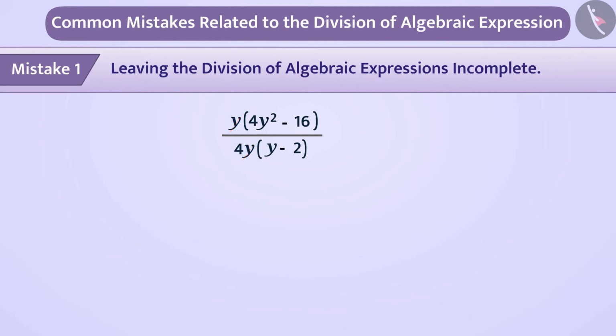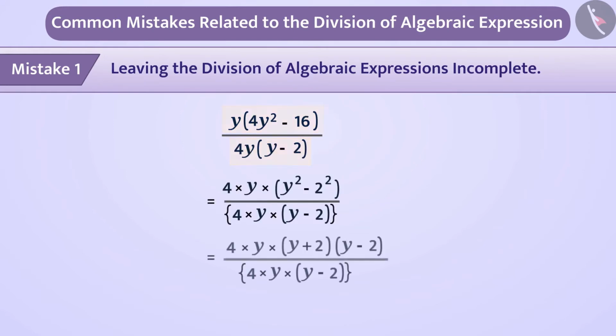To avoid this mistake, we can factorize the numerator and denominator while dividing the algebraic expressions. This allows the common factors to be cancelled by the method of cancellation and thus correct result can be obtained.